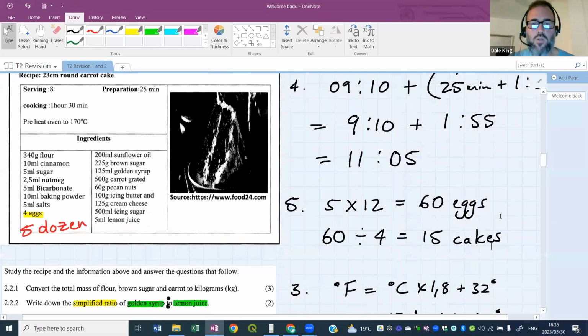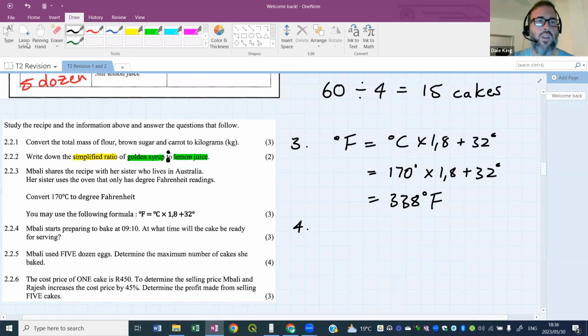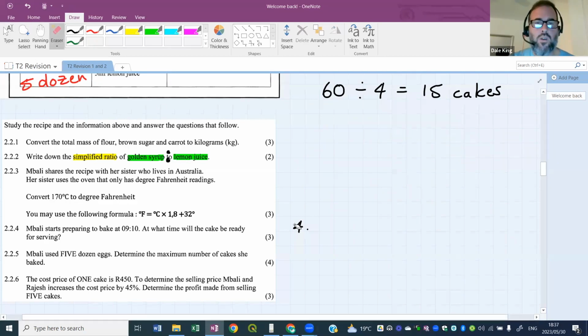All right, we're going to move on to question 6. We're flying through this one. I'm going to take away question 3, so we've got space for question 6. You guys should start reading question 6. It says, the cost price of one cake is 450 Rand. To determine the selling price, Mbali and Rajesh increase the cost price by 45%. Determine the profit. Now, this is a grade 11 type question. Grade 10s, you're welcome to give it a go, but grade 11s, you guys should be looking at this one.